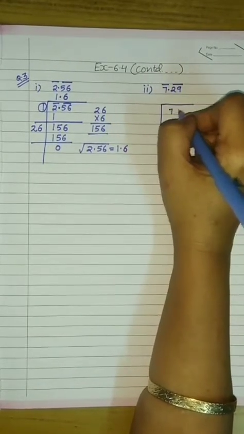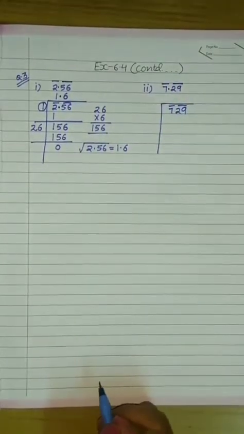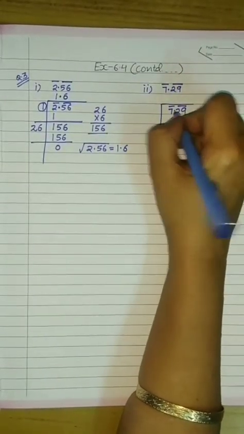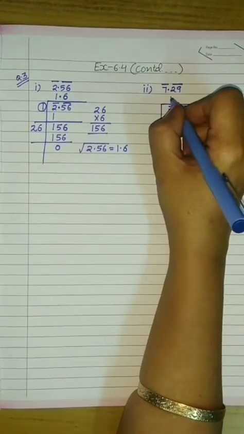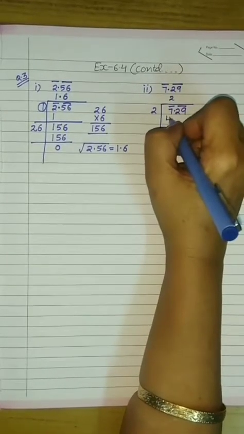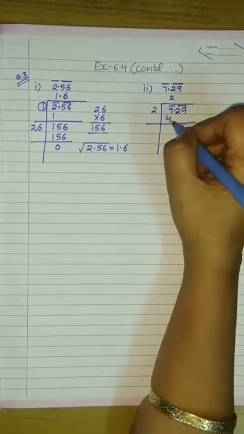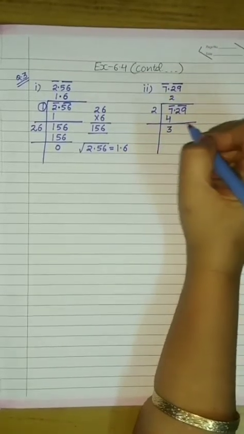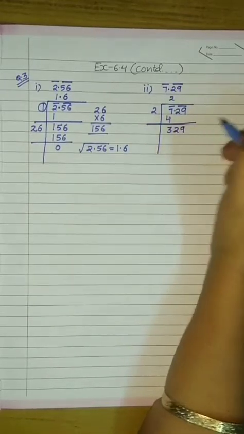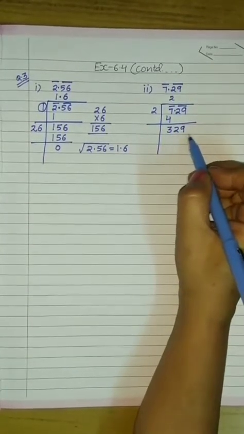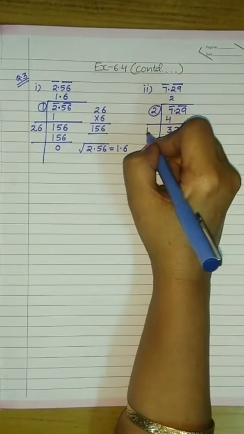Now we will find the square root of 7.29. Before the decimal we have only the single digit 7. So we will use 2 2s are 4, which is a number less than 7. On subtracting 4 from 7 we get 3. Now taking down the next bar, that is 29, we get our new dividend as 329. Now we will double this divisor, that is 2. So 2 2s are 4.